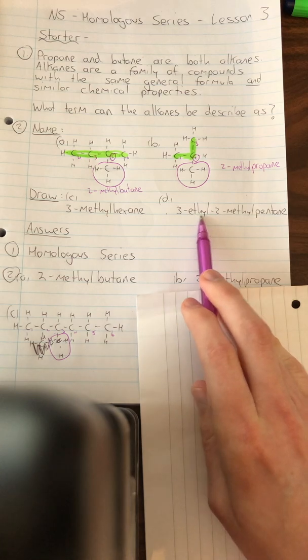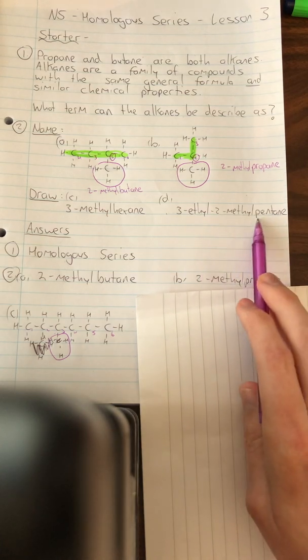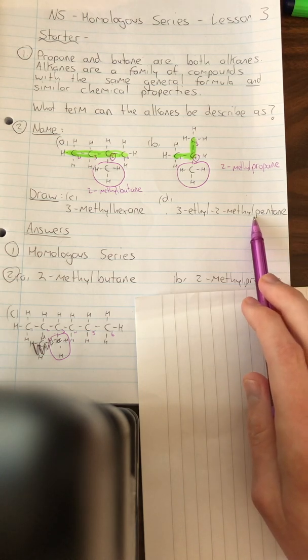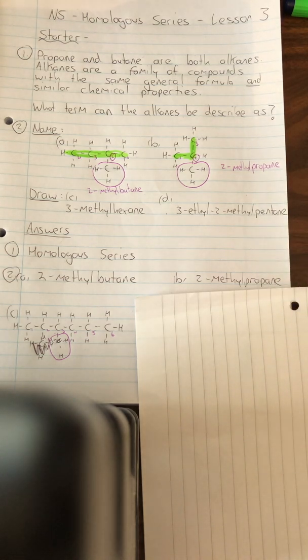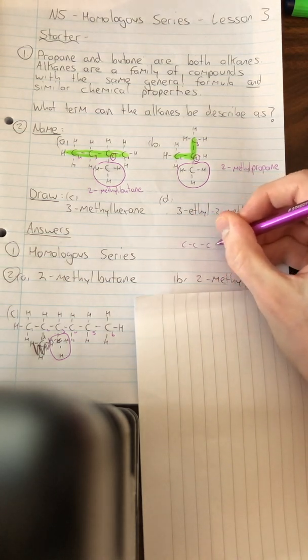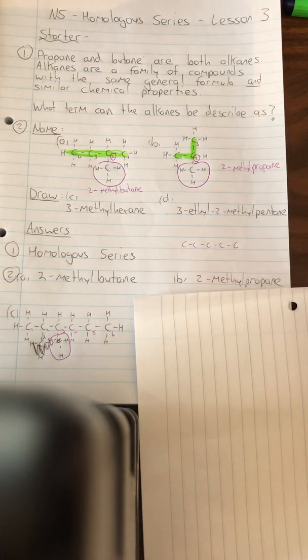Okay, so we see ethyl, we see methyl, and we see pentane. So draw your pentane first. How many carbons is pent? You should know that's 5. So you draw 5 carbons in a row, like so. 1, 2, 3, 4, 5.